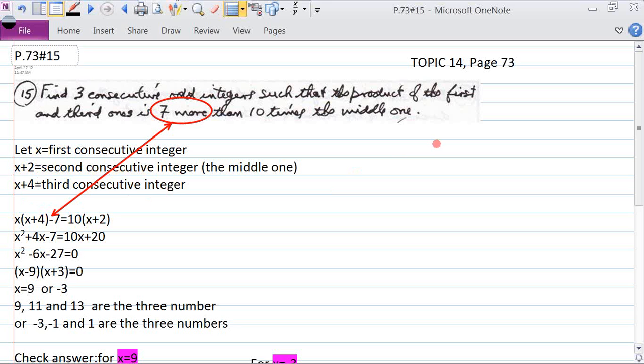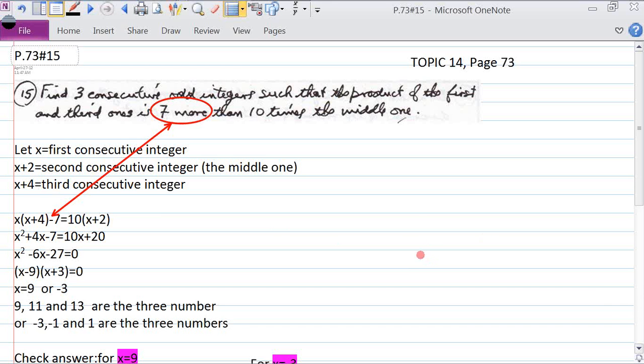For example, if I start with the number 5, I have to add 2 to come to the next consecutive integer. 5 plus 2 is 7. And then I have to add 4 to come to a third one. 5 plus 4 gives me 9. So 5 would represent the first one, 5 plus 2 would be 7, the second one, and 5 plus 4, 9 would be the third one.